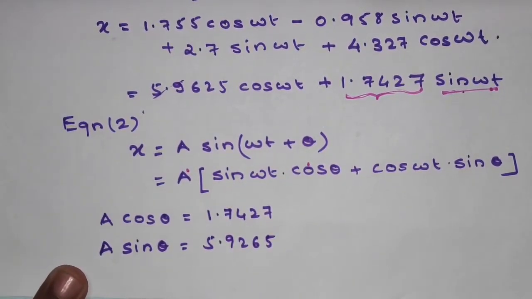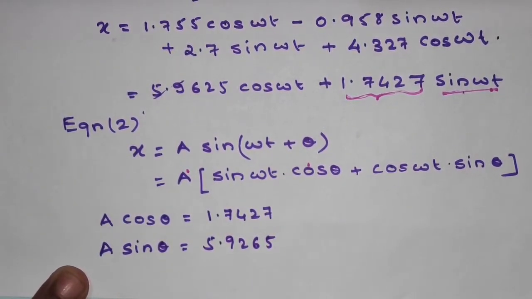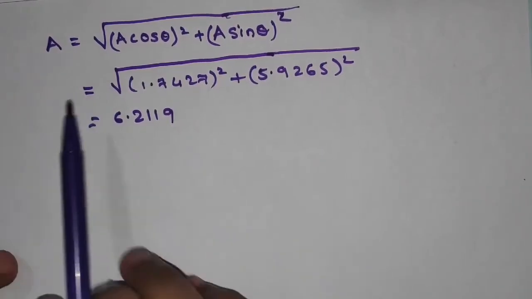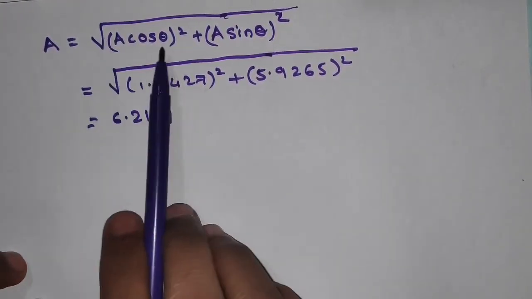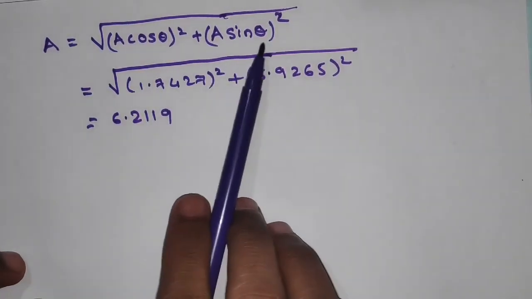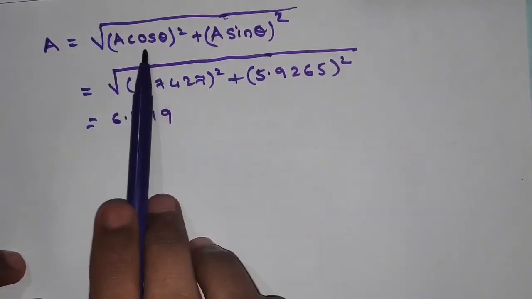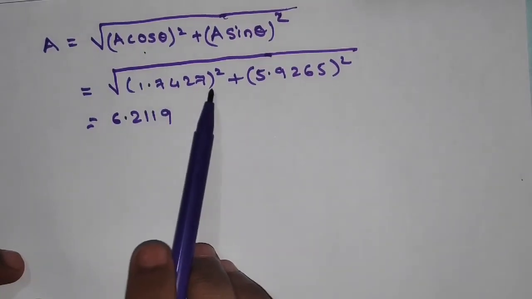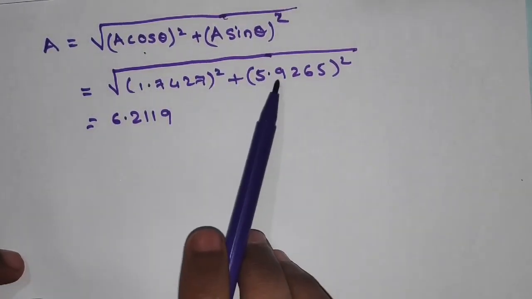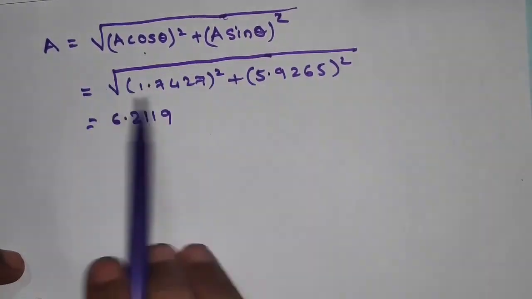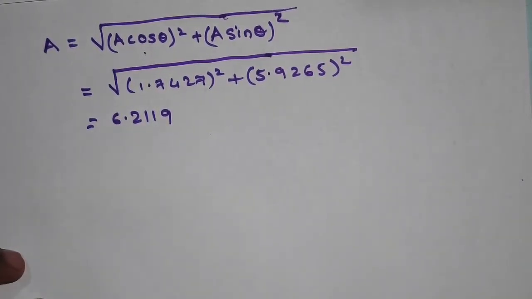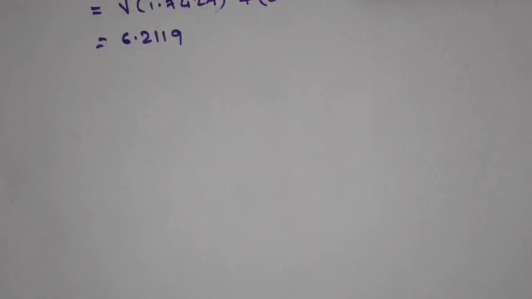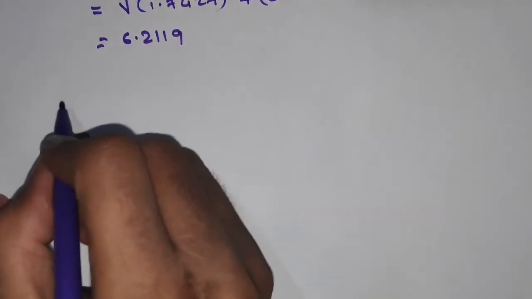Now we will find the value of a. To find this amplitude, we have the equation a is equal to root of a cos theta the whole square plus a sin theta the whole square. So a cos theta is 1.7427 and a sin theta is 5.9265. When I substitute this in the equation, I get the value of a as 6.2119.